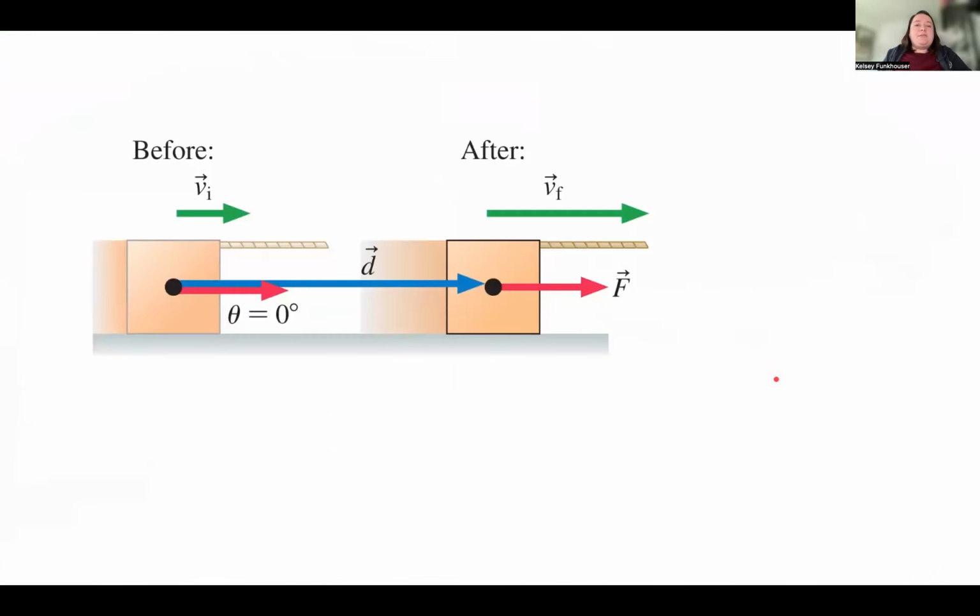Let's look at some examples of work. In this one, we have a block pulled by a rope, going distance D, and the force acting on the rope is horizontal, and so is the motion. So the angle between them is 0. Cosine of 0 is just 1, so we end up with work equaling the force times the distance, and this gives us positive work.